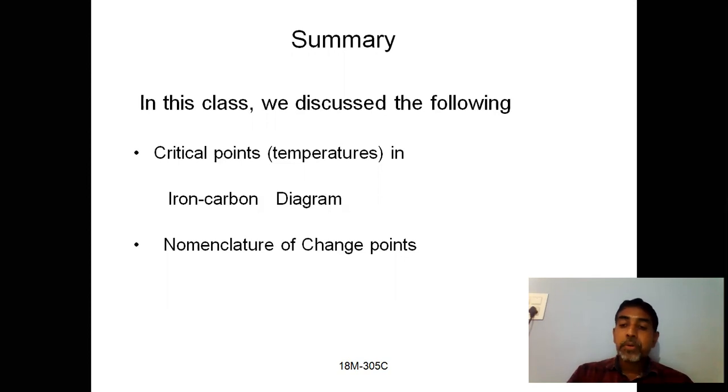What is meant by hypoeutectoid steel and hypereutectoid steels? What do you understand by critical temperature and arrest of temperature? That is A temperatures, A1, A2, A3 and ACM. Okay. And what will happen at these temperatures? That is, structural change will occur.